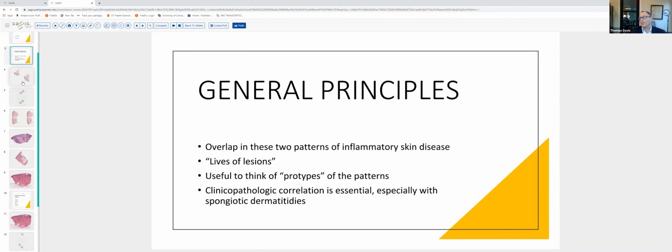Before we get started and look at the cases, I would like to touch on a few general principles. First of all, just basics. Spongiosis, of course, is defined as intercellular edema. And what happens, of course, is tissue fluid accumulates between the keratinocytes, stretches them, and there's usually accompanying exocytosis of inflammatory cells.